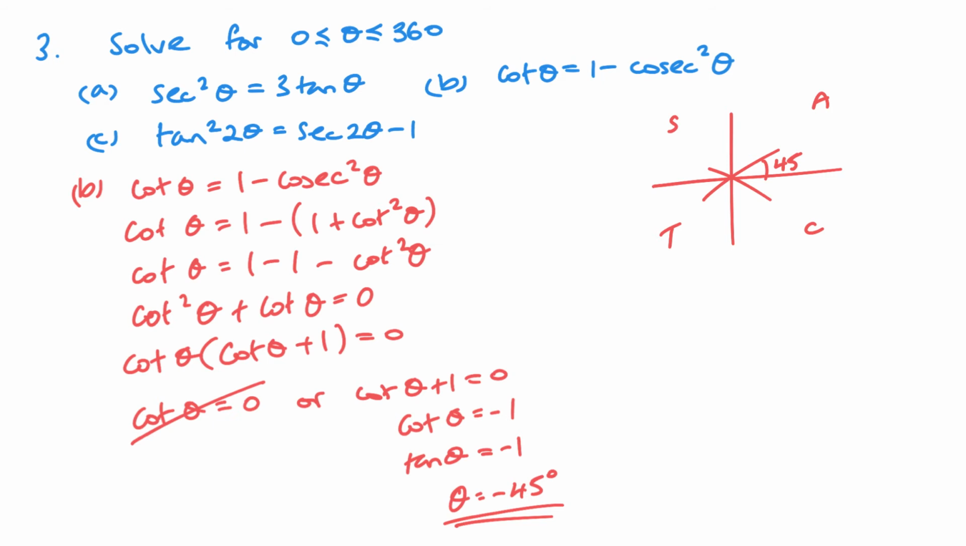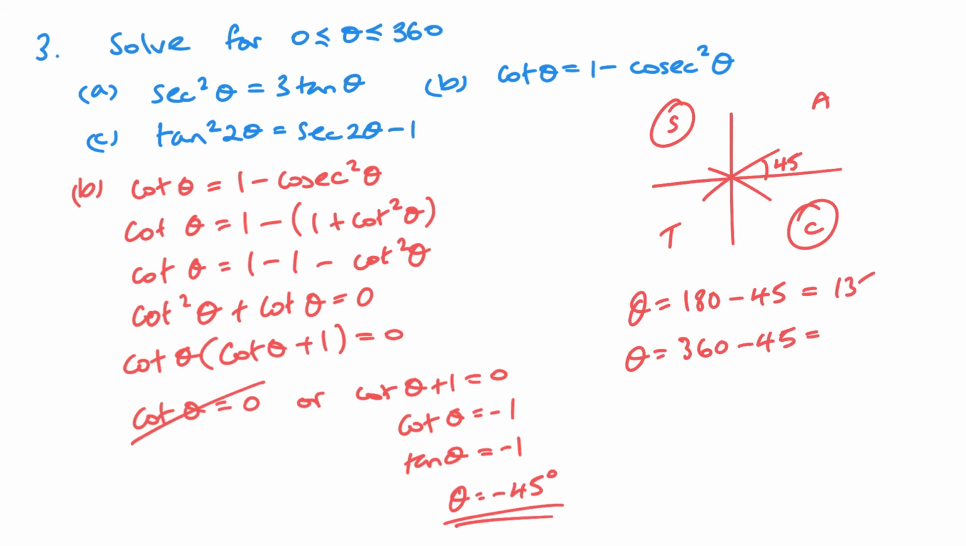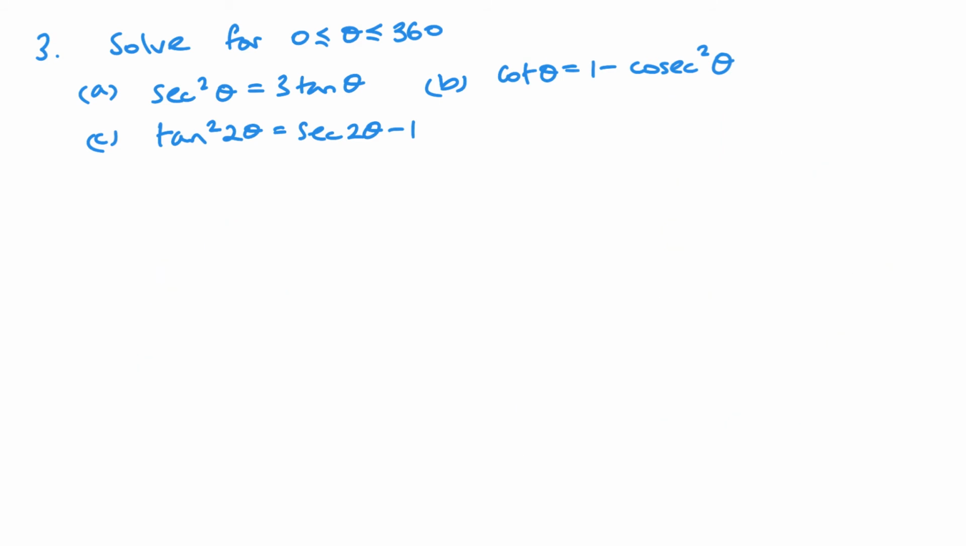So tan is negative in this section and this section. So our values of theta are 180 minus 45 and 360 minus 45. So we're at 135 and 315 degrees. And we're done.